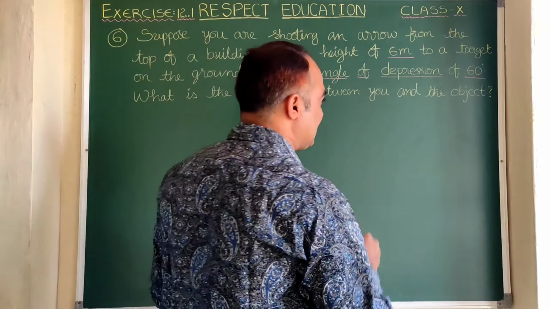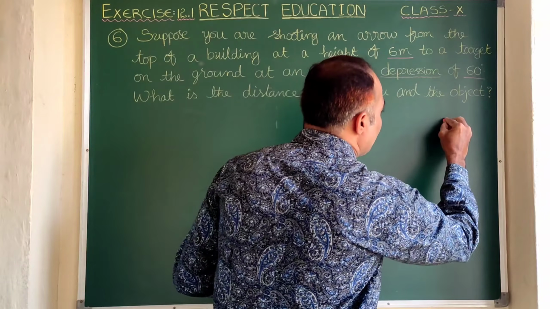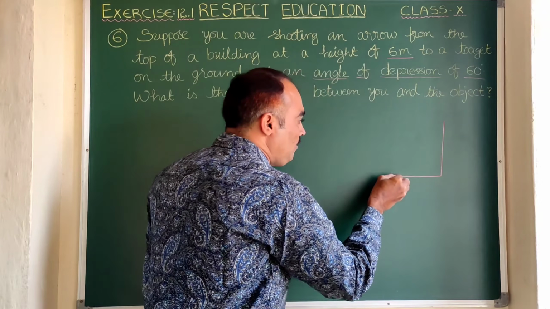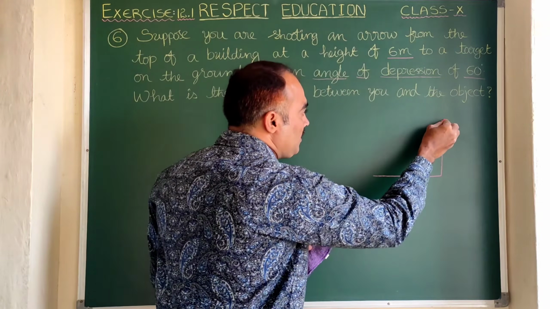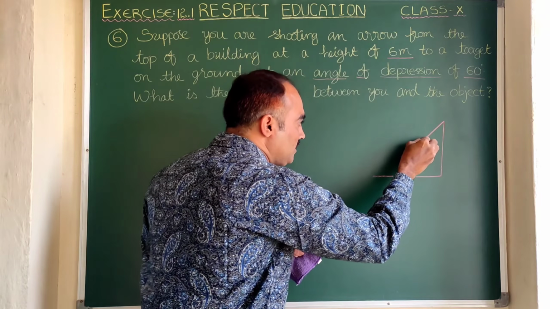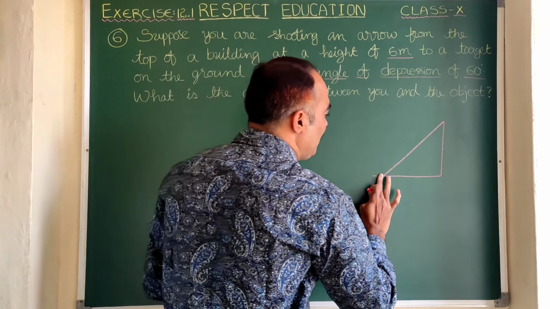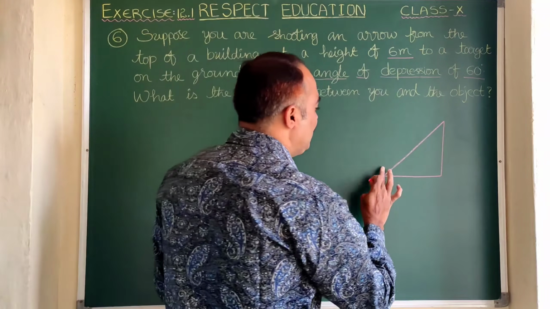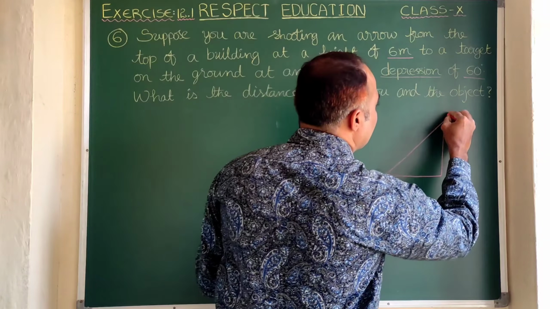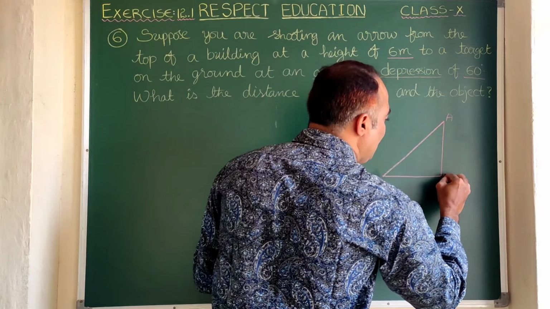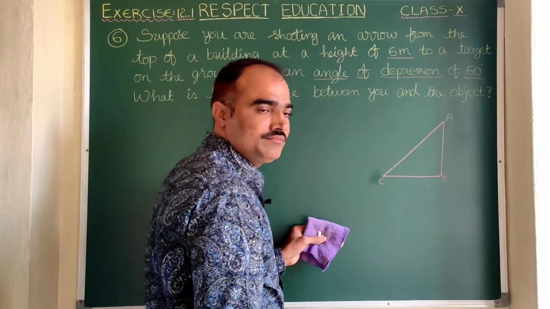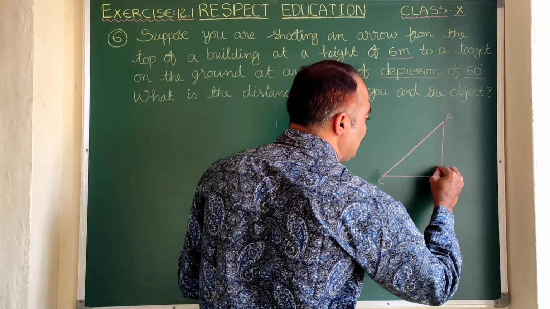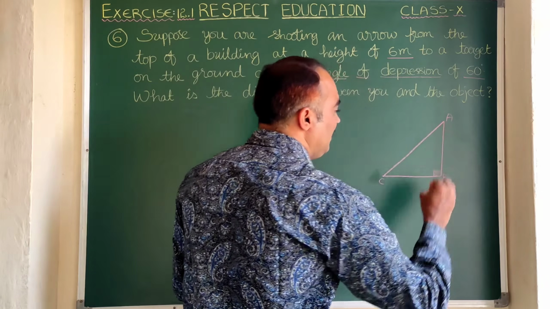So here let us draw a suitable diagram. For example, imagine that this is the building and this is the ground, and you are targeting from the building to a point on the ground. Here you can write: let AB be the building and BC is the ground. As you know, the building is perpendicular to the ground, therefore angle B is 90 degrees. So this is a right angle triangle.